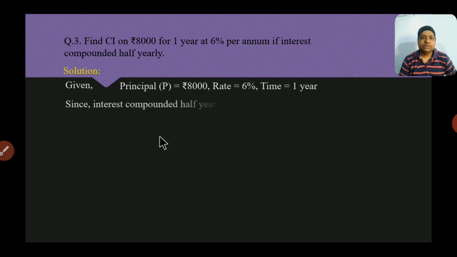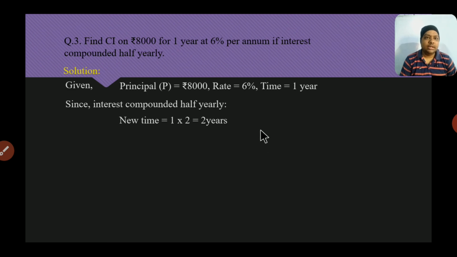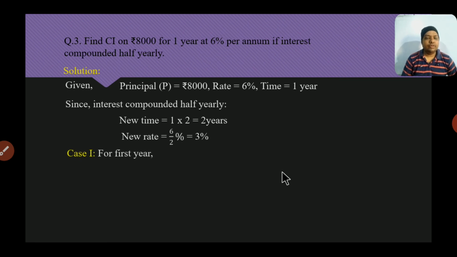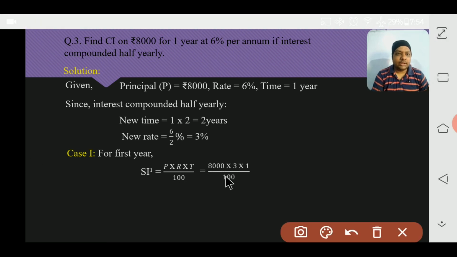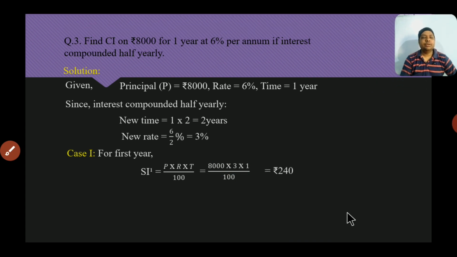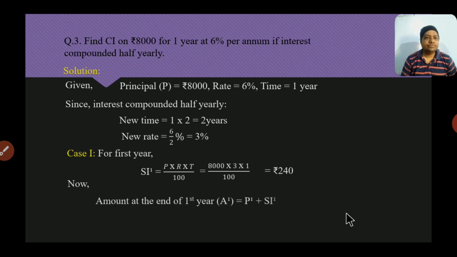So we can say new time is equal to 1 into 2, that is 2 years. And new rate will be 6 by 2, that is 3%. Now again we will find the compound interest for first year because now time is 2 years. So first year simple interest will be P into R into T by 100. Let's solve it. 100 solved. It means 240 will be the simple interest. Now we will find the amount at the end of the first year. So it will be 8,000 plus 240. It means 8,240. That is the amount at the end of first year, dear.